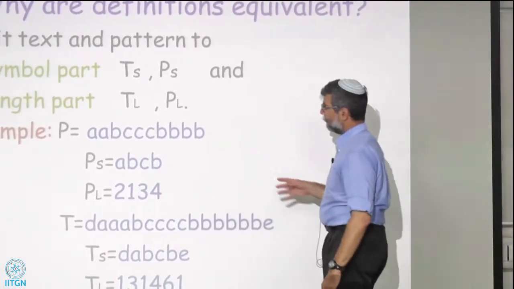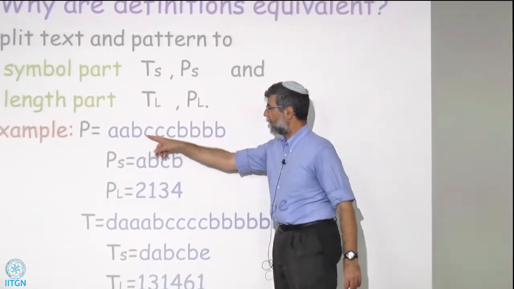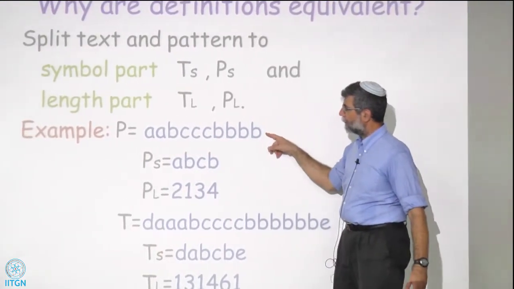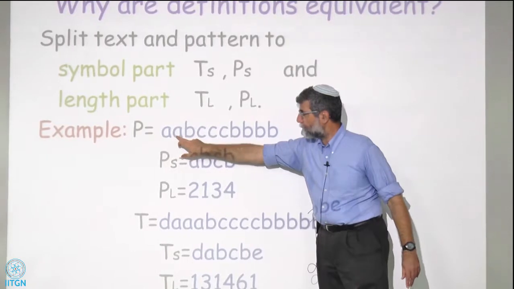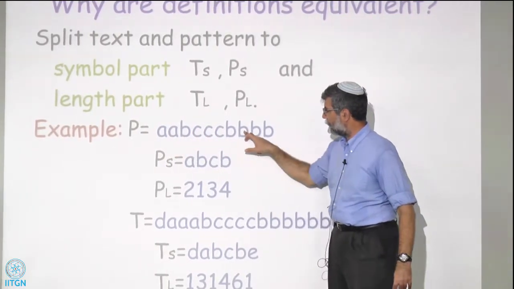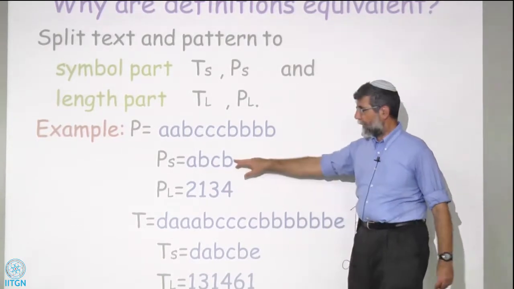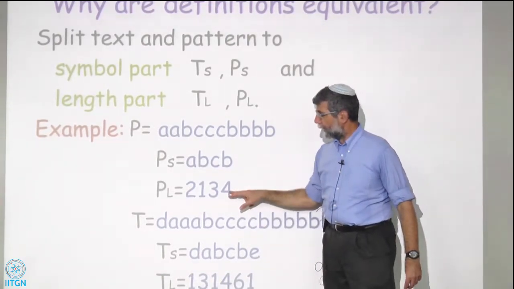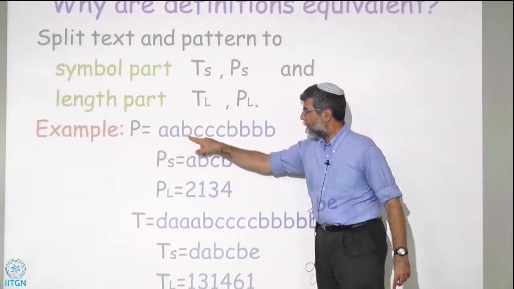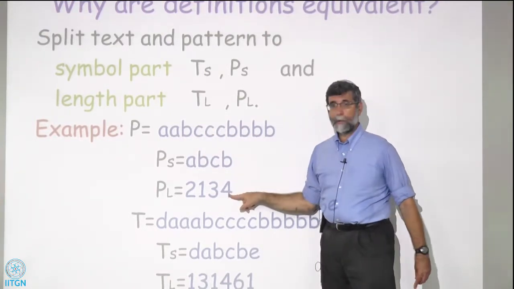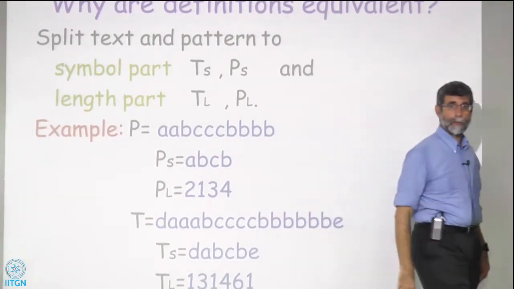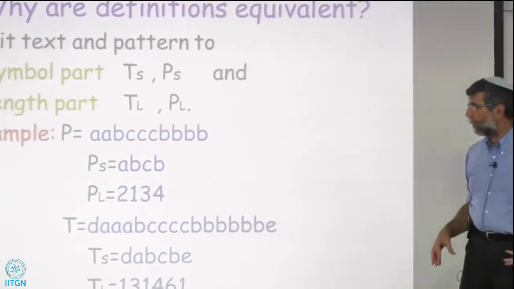So here is an example. If this is the pattern, this is the pattern that we have. So what is the symbol part? We have an A, a B, a C, and a B. So this would be the symbol pattern. And the length pattern is going to be 2, 1, 3, 4. So that's just the length of the runs. So we split this thing into 2.